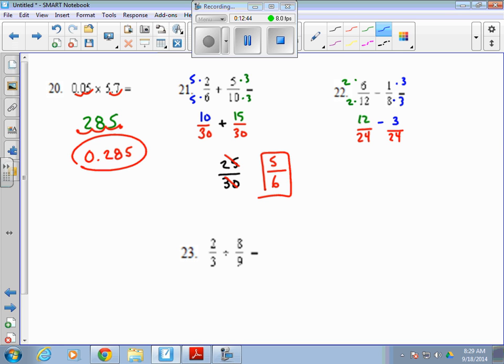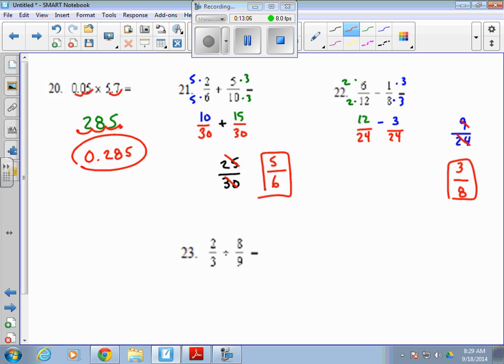So minus is what's in the middle of them. Now we have like denominators, 24. Keep that like denominator, 24, and subtract straight across. 12 minus 3 is the number 9. Again, almost finished. The number 3 goes into both of these. It goes into 9 3 times, and it goes into 24 8 times.